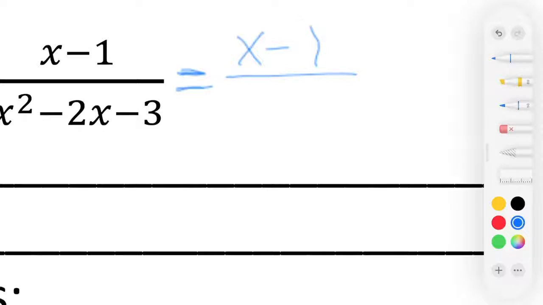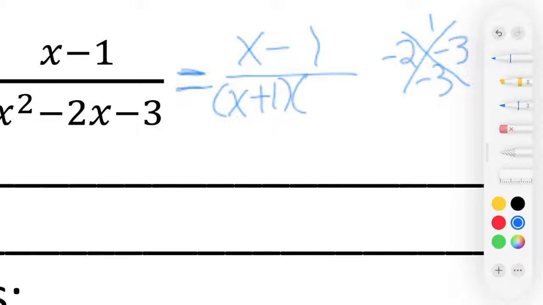In our denominator, we do have to factor this. If you want to use your big X method, your C is -3, your B is -2. You want two magic numbers that multiply to give you -3, but also add or subtract to give you -2. You should have 1 and -3. So those magic numbers become your factored form, x plus 1 versus x minus 3.